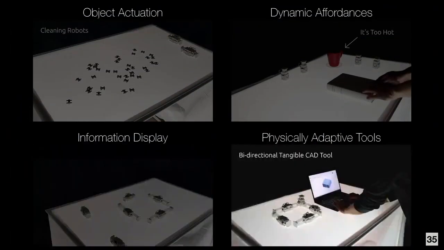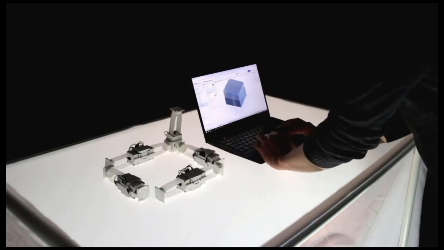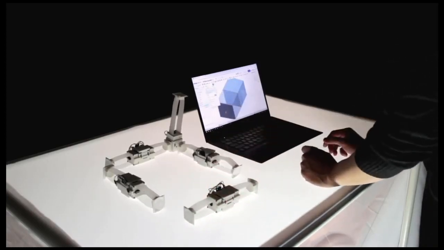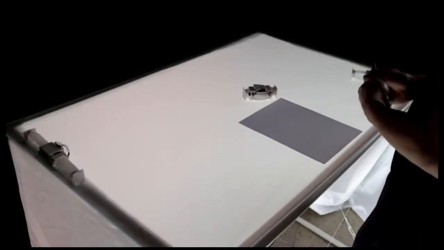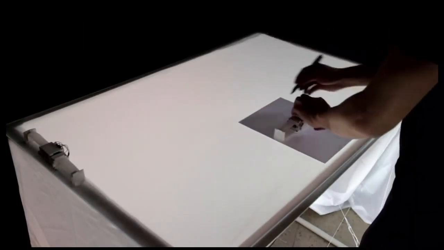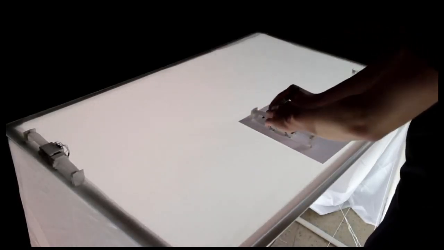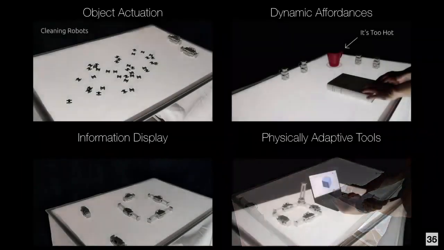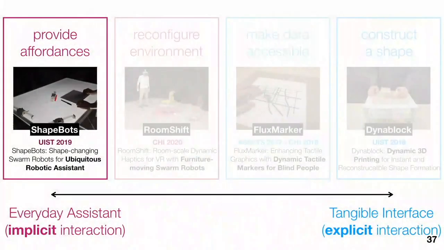And also, we can use it as a physical interactive tool, to synchronize between the digital world and the physical world. For example, if you're working in CAD software, these robots can not only show the output, but also be used as an input tool. These robots can also themselves become a tool, like a ruler, for example, in this case. So these robots can provide a tool on demand. These are the four different categories of how we can use these swarm robots for everyday assistance.